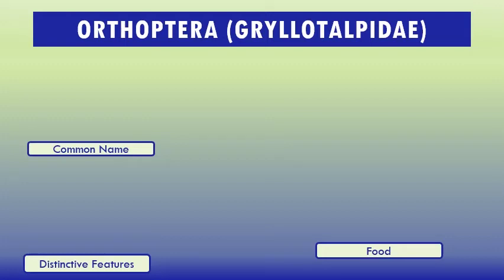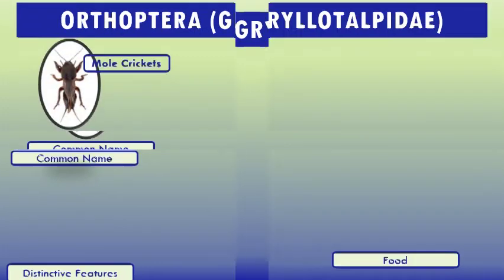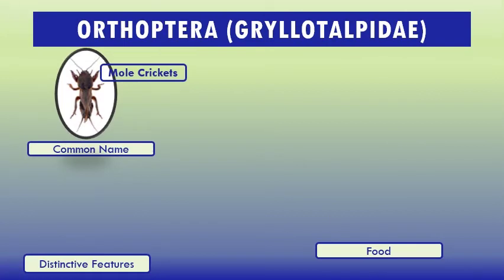Now, family Gryllotalpidae, common name mole crickets. Mole crickets are tan-colored cricket-like insects that feed on plant roots. Among the most easily distinguished Orthopterans, the mole crickets bear wide forelegs modified for digging. Both the femora and tibia are flattened, with the tibia bearing enlarged teeth or dactyls. The hind legs are not markedly enlarged.